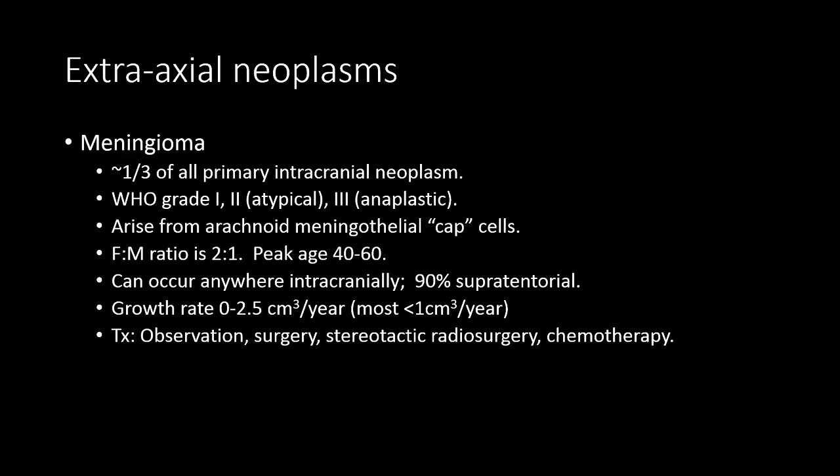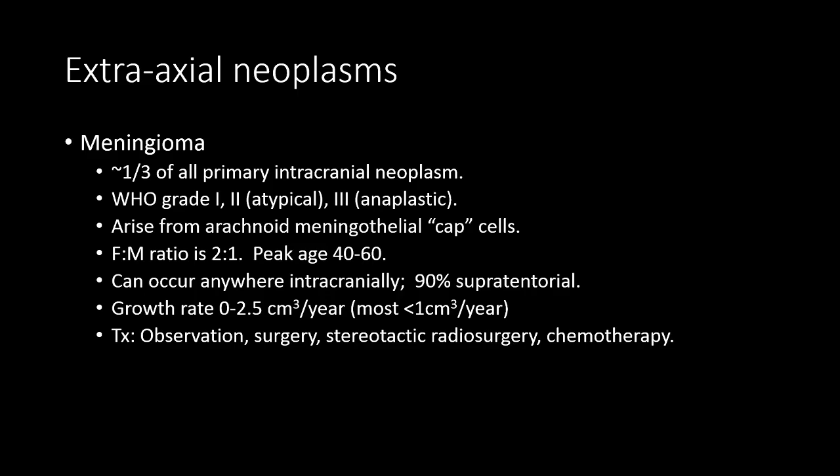Next, we'll describe a series of extraaxial neoplasms, and we'll start with meningioma. Meningiomas comprise 1/3 of all primary intracranial neoplasms. The vast majority are benign WHO grade 1 neoplasms, but grade 2 and grade 3 atypical and anaplastic meningiomas do occur. Atypical and anaplastic meningiomas are marked by higher recurrence rates and more common brain invasion. Meningiomas arise from arachnoid cap cells.